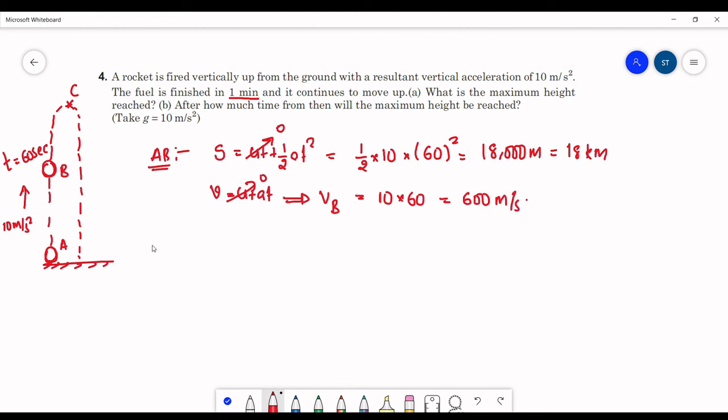Next, from B to C. From B to C, the rocket is coming under gravity. So from B to C, we can say acceleration is 10 in downward direction. Downward, I am representing it with a negative sign, minus 10 meters per second square. So to find the distance BC, we can apply S equals ut plus half at square.